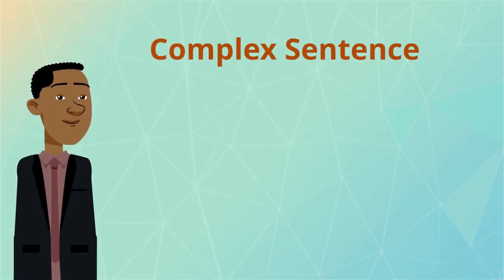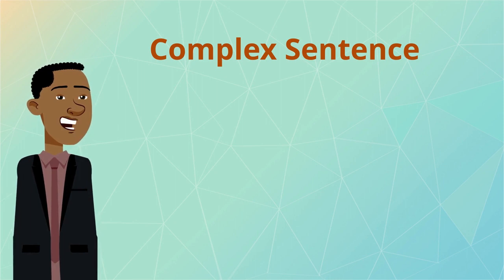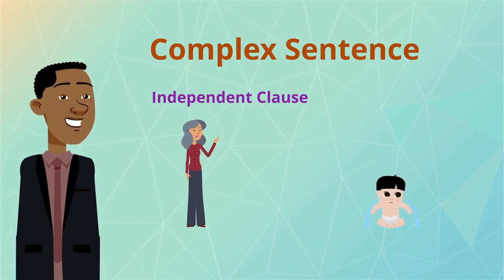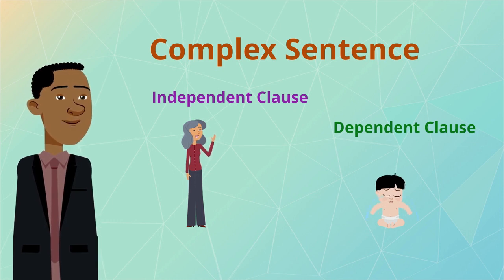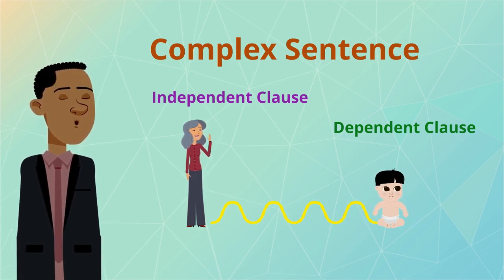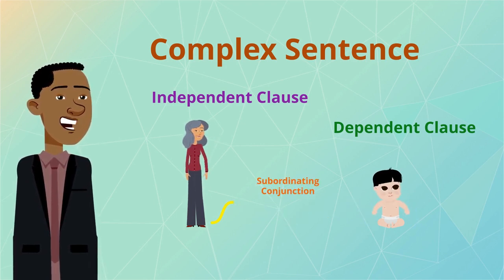Now for the complex sentence. There are many ways to construct a complex sentence, but essentially, any complex sentence will contain at least one independent and one dependent clause. However, these clauses are not joined by coordinating conjunctions. Instead, they are joined by subordinating conjunctions.